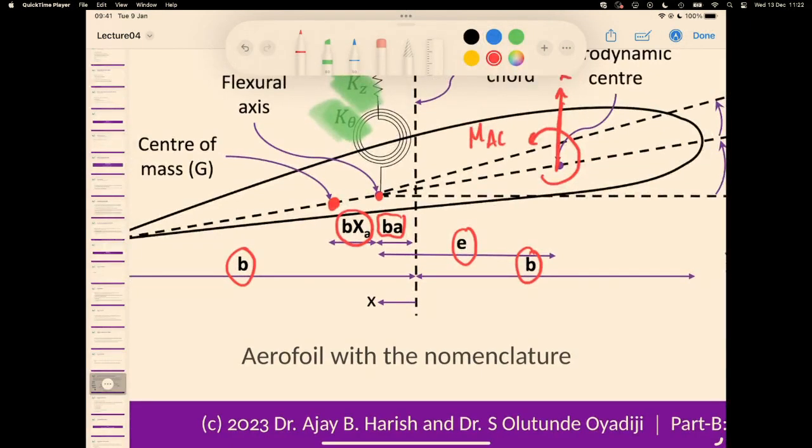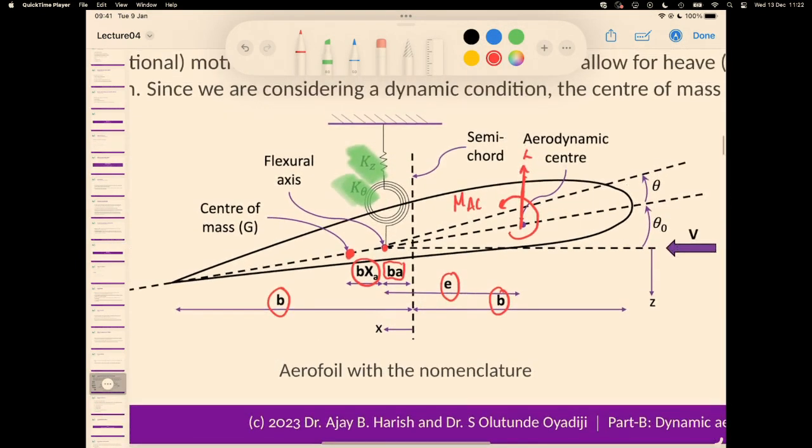So XA can be again some kind of a non-dimensional number that I'm just multiplying by B so that I can write everything as a fraction. It's just some mathematical jugglery. You can write any number in there. You can call it H and it should still be the same, right? So we are just defining, and we have a velocity V and an initial angle of attack theta naught.